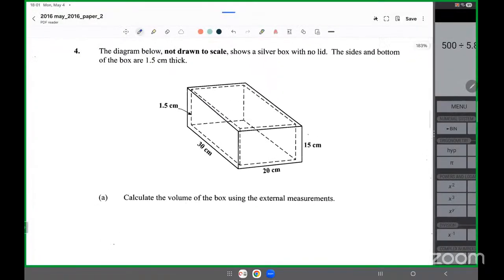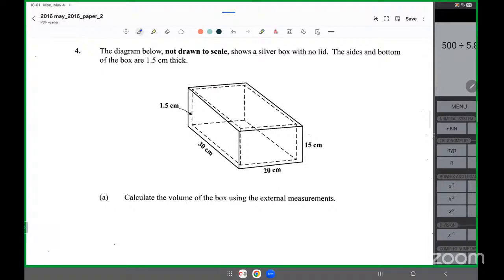So this question said, the diagram below, not drawn to scale, shows a silver box with no lid. There's nothing on top, so it's open. It said the sides and bottom of the box are 1.5 centimeters thick. Calculate the volume of the box using the external measures. So this one, and this one. That's the external volume. Let's call it that.